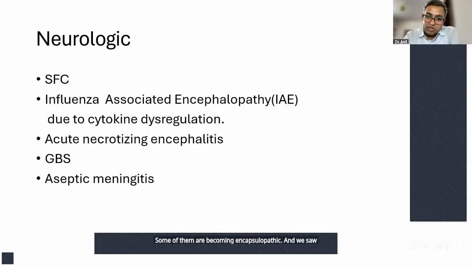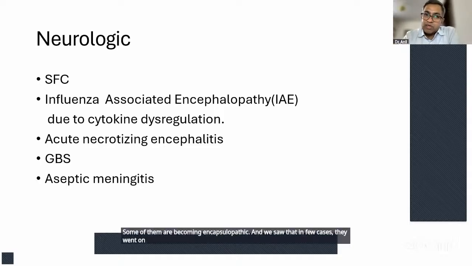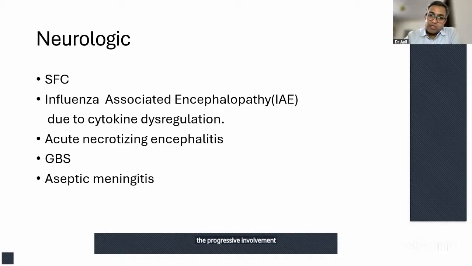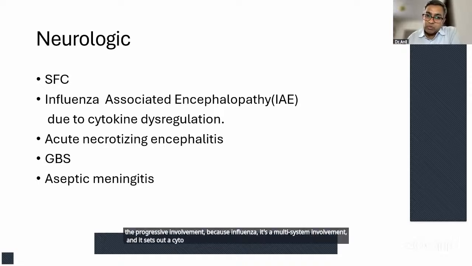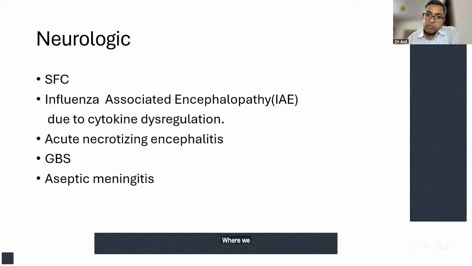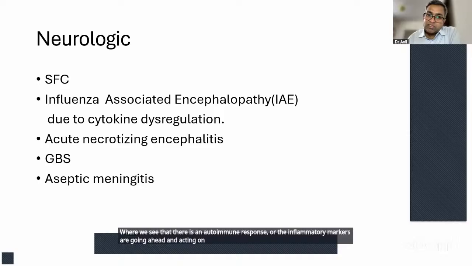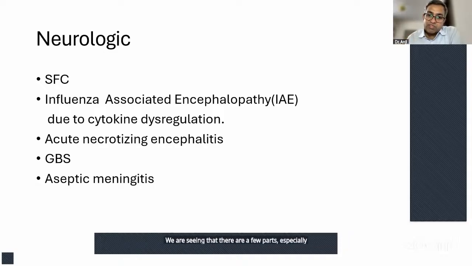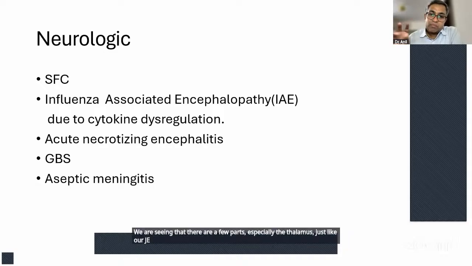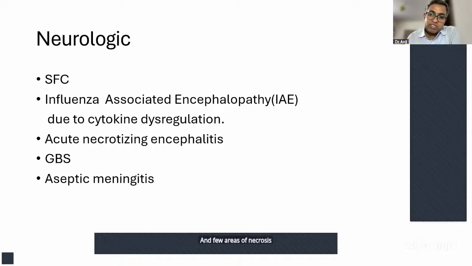And we saw that in a few cases, they went on to develop acute necrotizing encephalitis because of the progressive involvement. Influenza is a multi-system involvement, and it sets off a cytokine storm kind of situation where there is an autoimmune response, or the inflammatory markers are going ahead and acting on the brain itself. Even though there is no direct invasion of the virus into the brain, we are seeing that there are a few parts, especially the thalamus, just like our JE kind of representation, where bilateral thalami are lighting up, and a few areas of necrosis also in between. We have seen that happening.